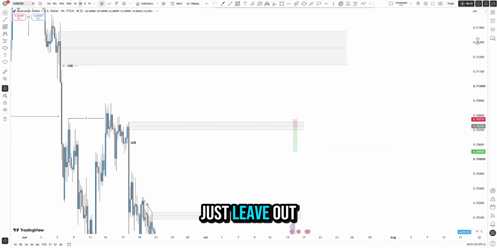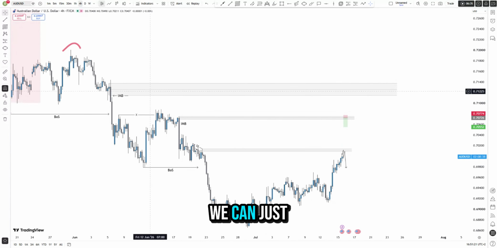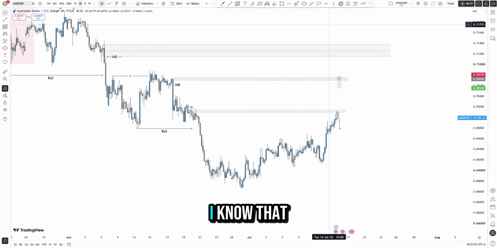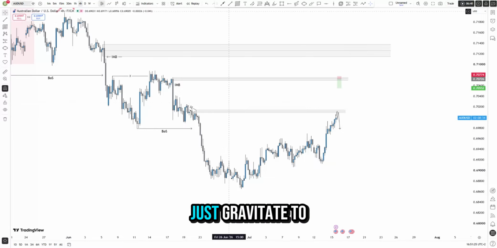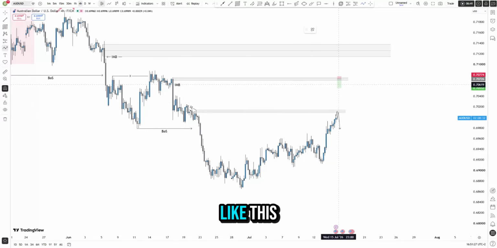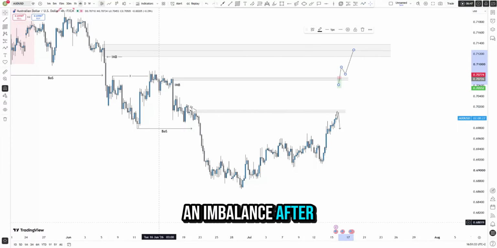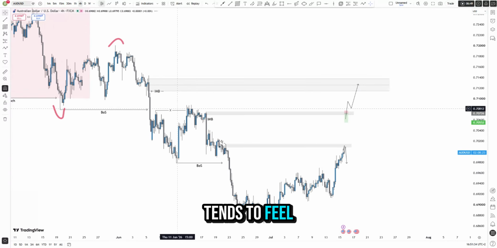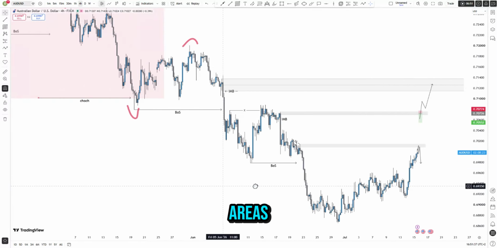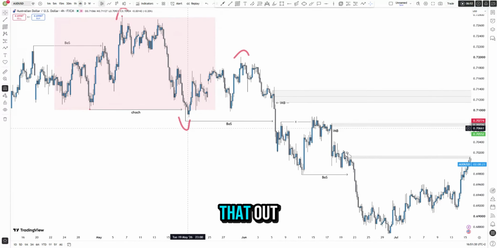And we can just leave out this area here. Can just leave it out like that, because I know that sometimes we can gravitate to the top like this, then sell, just because there is an imbalance after all. So the market tends to fill those imbalanced areas. So make sure that you check that out.